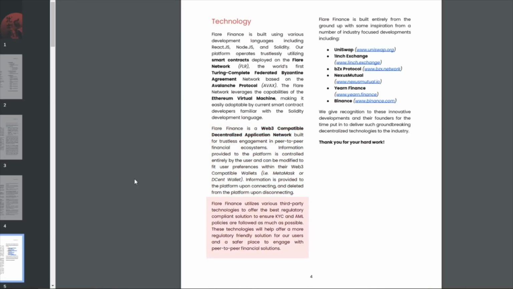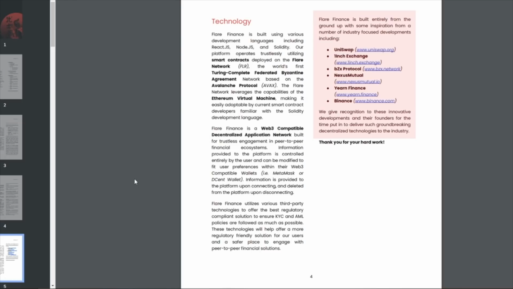Flair Finance utilizes various third-party technologies to offer the best regulatory compliance solution to ensure KYC and AML policies are followed as much as possible. And KYC is also known as Know Your Customer. And as for AML, this is known as anti-money laundering. These technologies will help offer a more regulatory-friendly solution for our users and a safer place to engage with peer-to-peer financial solutions.